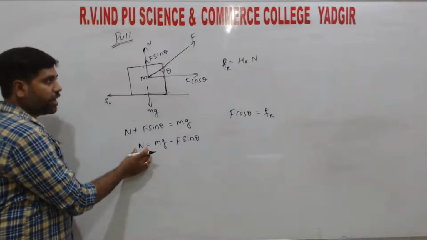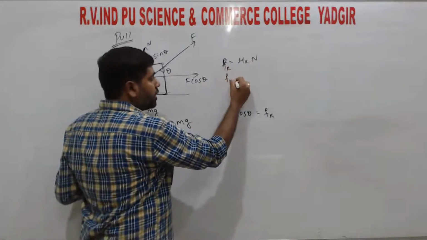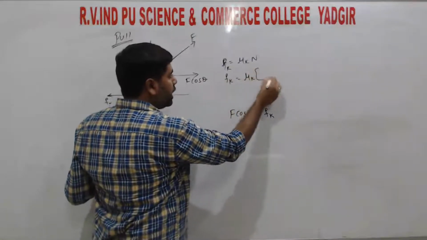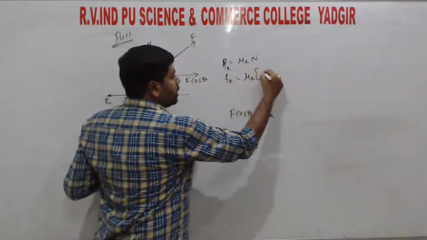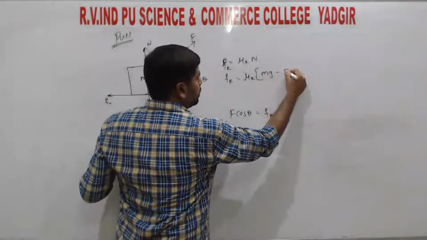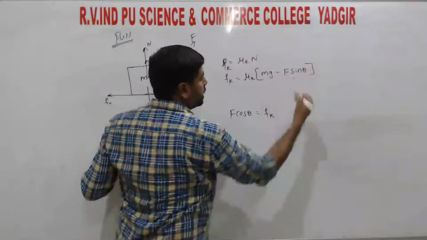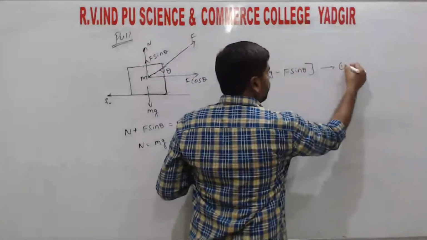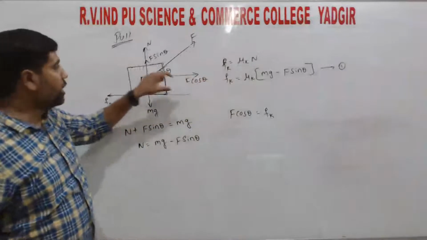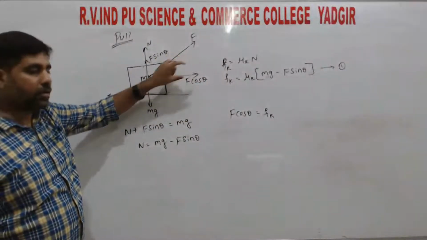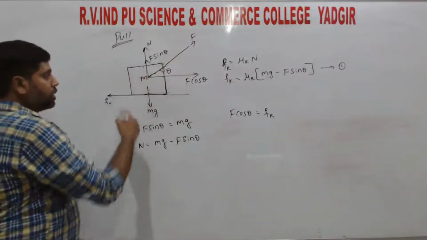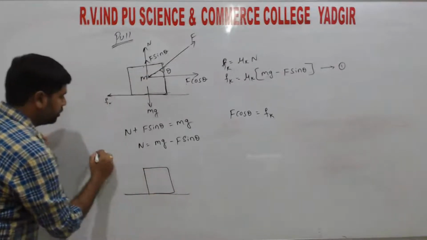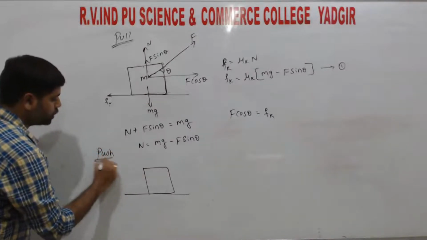So here we have the value of n, so we can find fk, the force of kinetic friction. fk is equal to mu k into the value of n, which is mg minus f sin theta, right? Calling this equation 1. So this is when we are pulling this object, right? Now considering the second case, that is pushing, right?